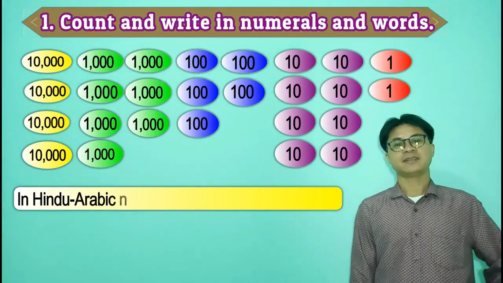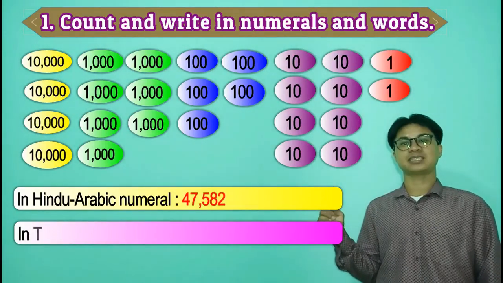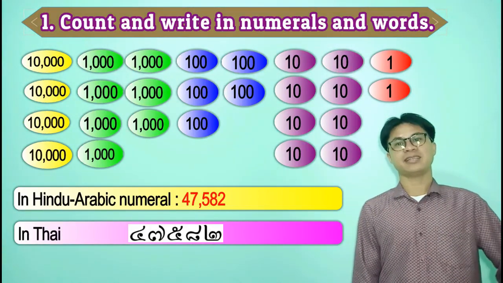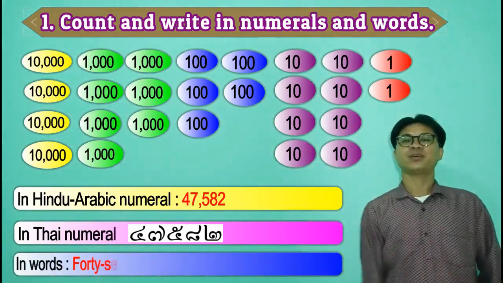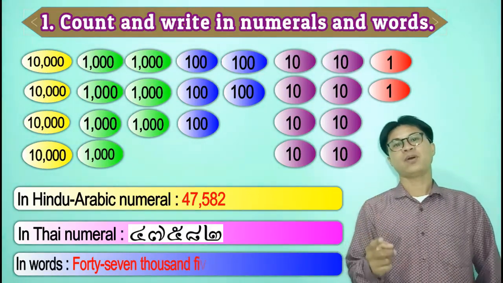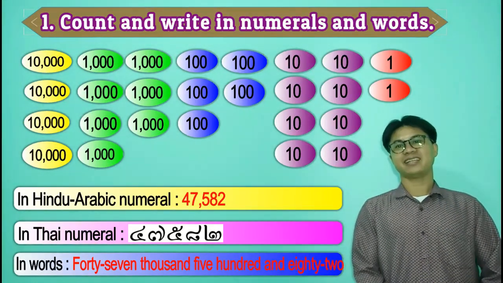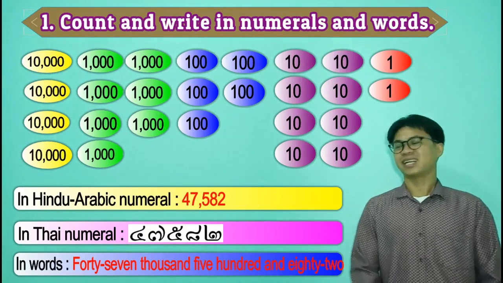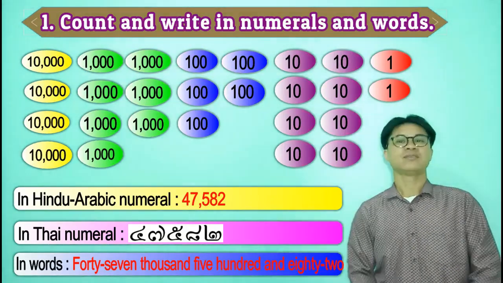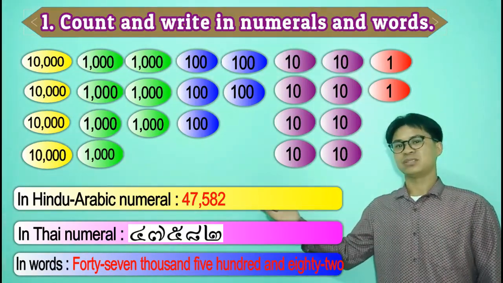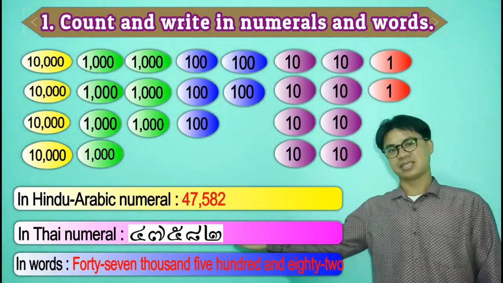How many hundreds? 1, 2, 3, 4, 5. So there are 5 hundreds. How many tens? 1, 2, 3, 4, 5, 6, 7, 8. So there are 8 tens. How many ones? 1, 2. So there are 2. If you add this all together, we have the number 47,582. Again, we have the total of 47,582. If you write this in Thai numerals and in words, you can see here.